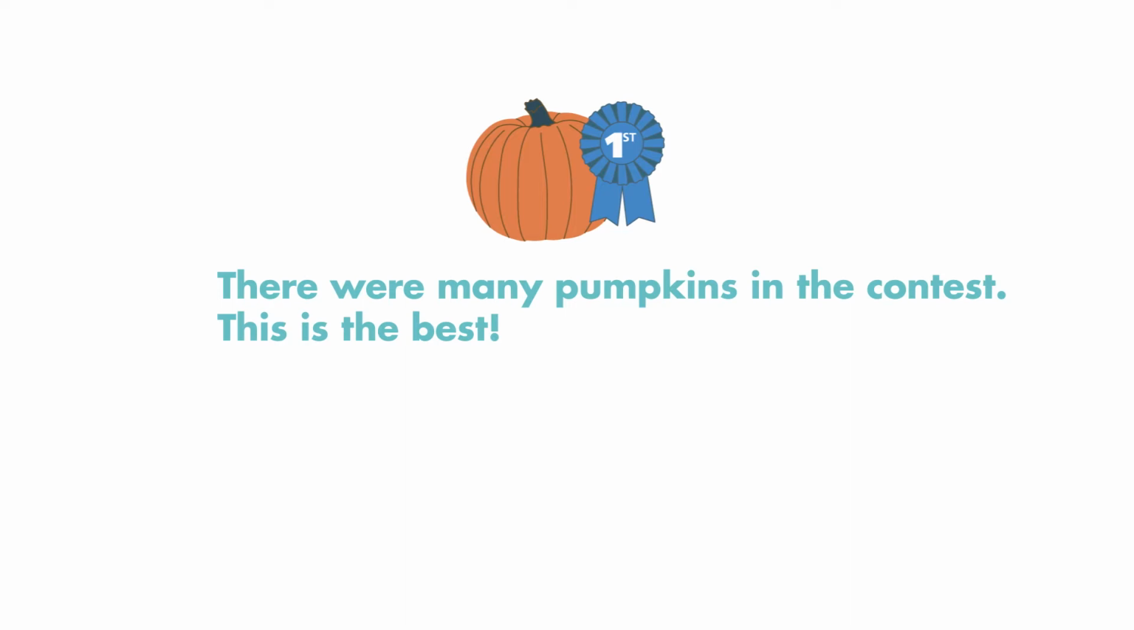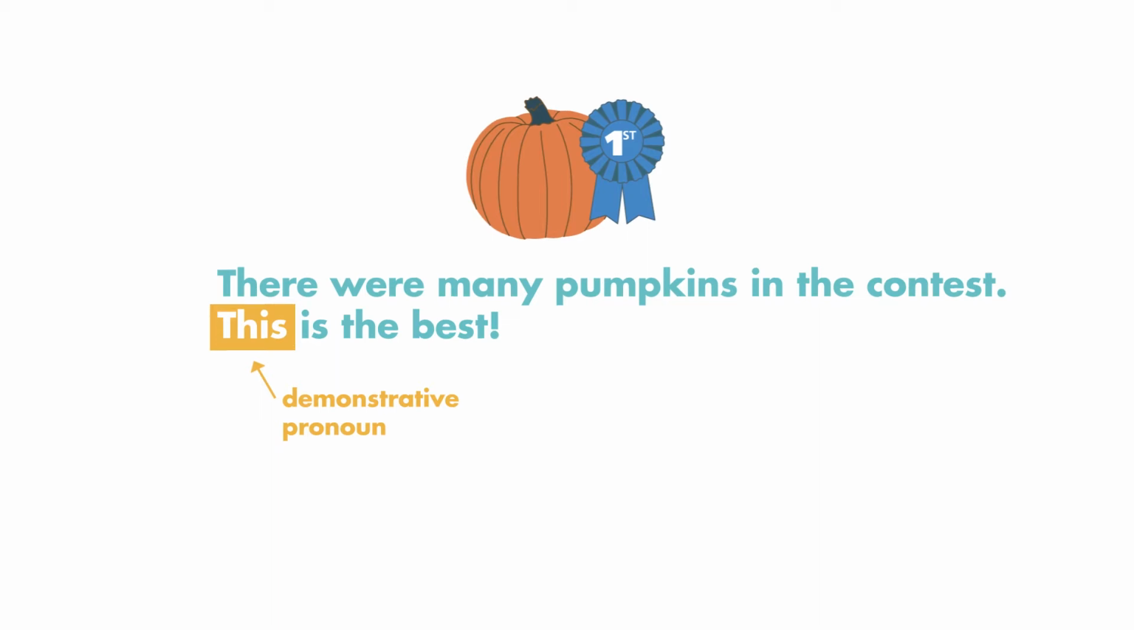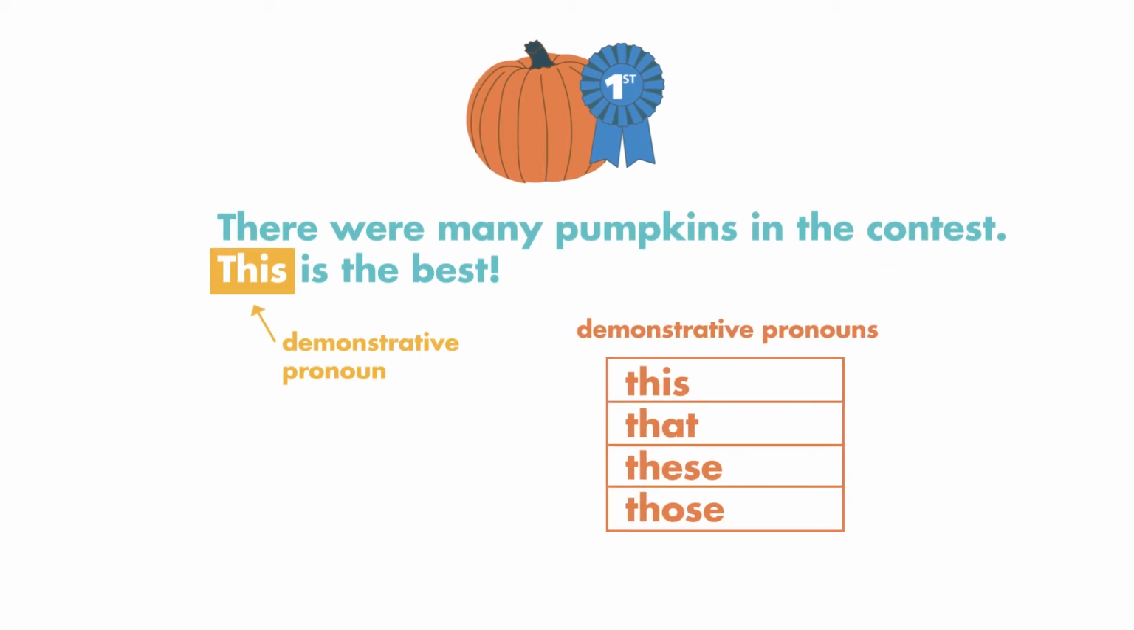In these sentences, there were many pumpkins in the contest. This is the best. The demonstrative pronoun, this, stands for the specific pumpkin that won the contest. These are other examples of demonstrative pronouns.